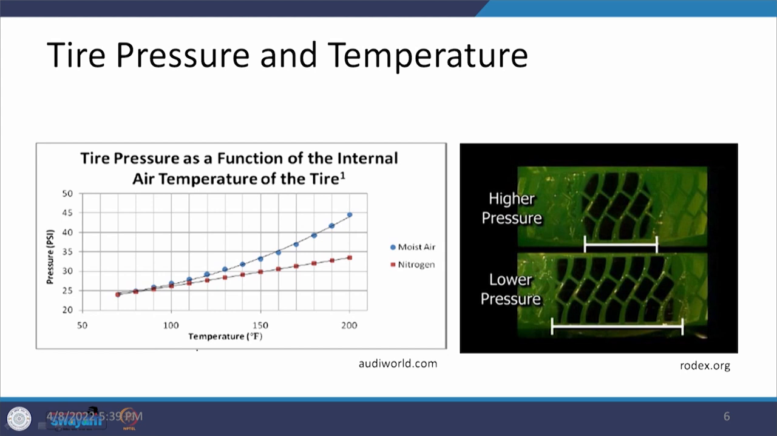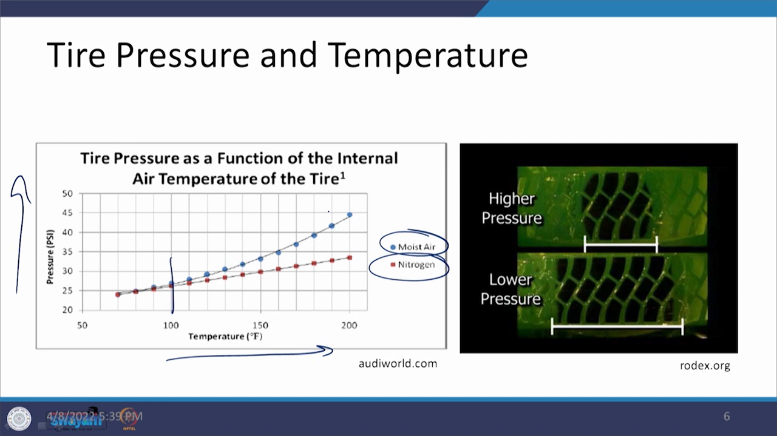Here we can look at the effect of tire pressure and temperature together. You can see that on the x axis the temperature is being shown, on the y axis there is pressure, and there are two cases being defined. One is for moist air inside, and another is nitrogen being filled in the tire. Now what you can see is that as the temperature is increasing, after a certain point, say 100 degrees Fahrenheit, the distinction between the two curves is clearly visible.